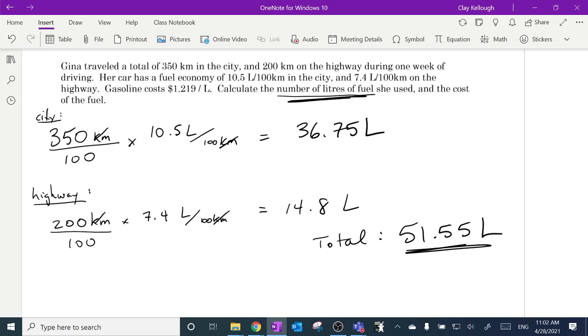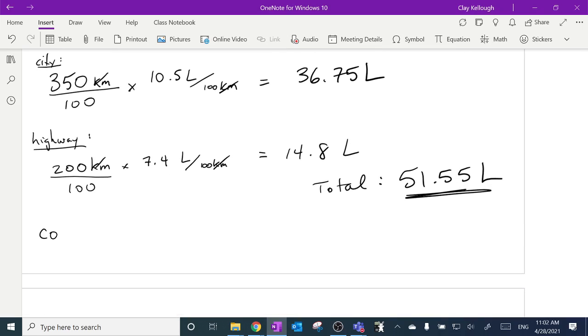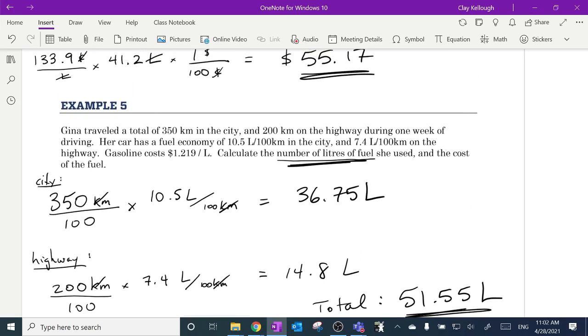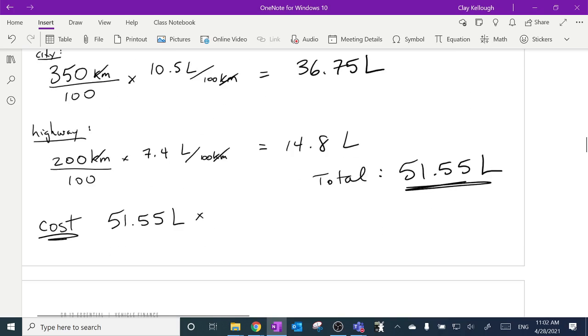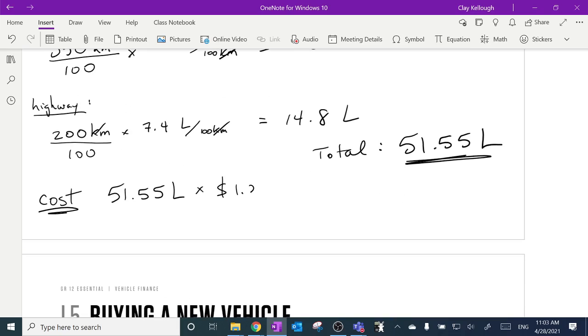Now, cost of the fuel, right? It's the same cost of the fuel whether you're driving on the highway or in the city, so get a total number. And then my cost, well, let's see, I cost 51.55 liters. And what was fuel again? Oh, this time they put it in dollars just to make it different. So it's already in dollars. I don't have to convert it from cents. 1.219 dollars per every liter. Liters on top, liters on the bottom cancel. And I get 62. Now, round this, it's money, right? So it's 62.839. So that rounds to $62.84.